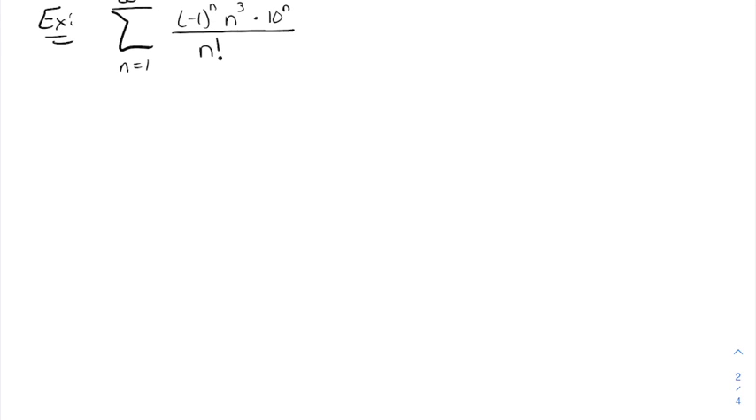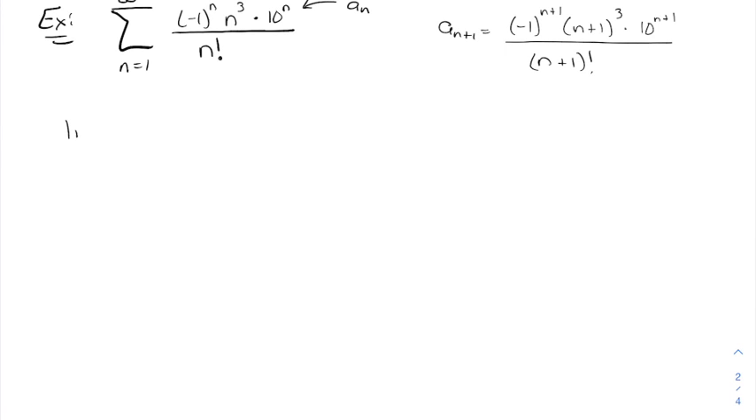All right. Well, I'm not going to write out what a sub n is. It's this thing here. a sub n plus 1, though, is going to be (-1)^(n+1) times (n+1) cubed times 10 to the n plus 1 over (n+1) factorial. So when I do my limit for the ratio test, I'm going to take the limit as n goes to infinity of a sub n plus 1 first.